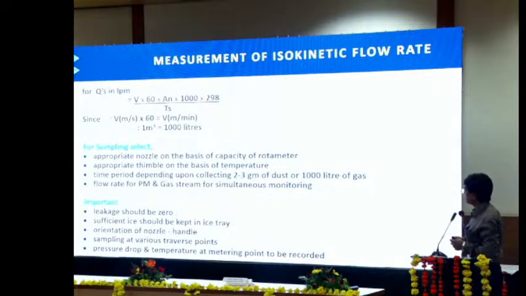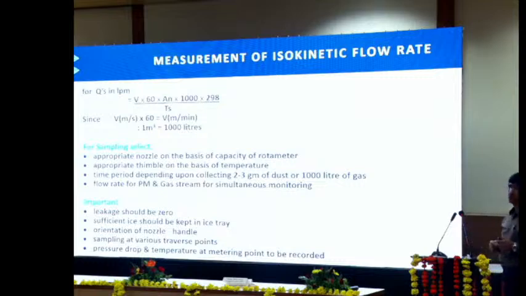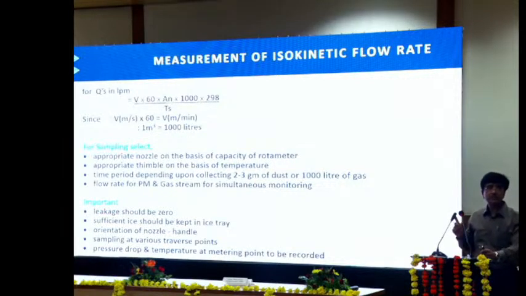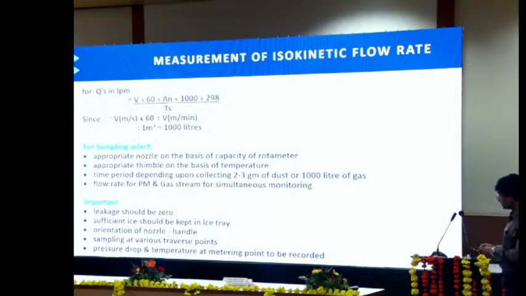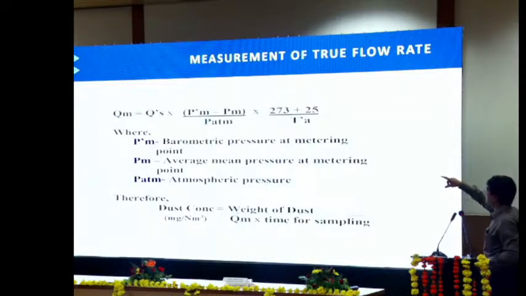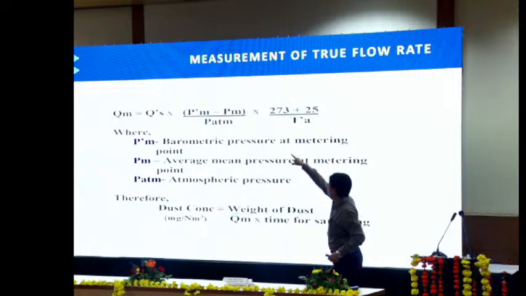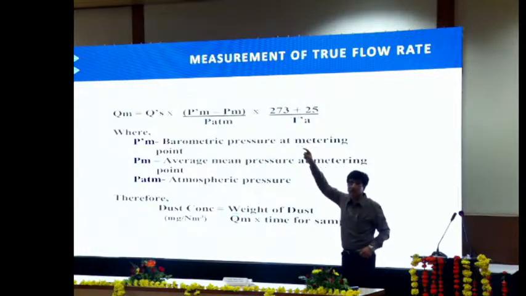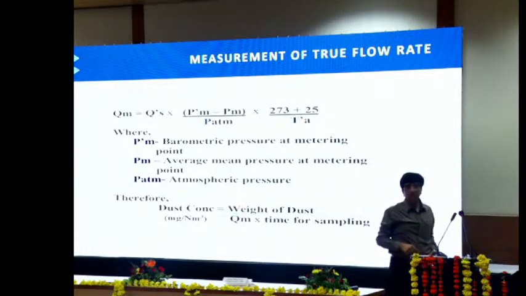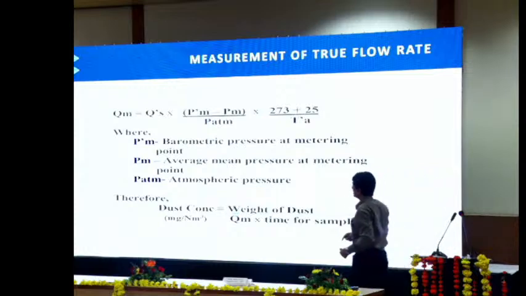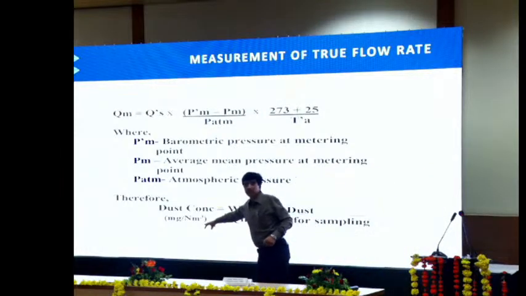The last one, pressure drop and the temperature at the metering point to be recorded. This is once again for applying the pressure and temperature correction, which needs to be applied in the formula. And what is that formula? This is the place where, in order to know how much is the dust concentration, you need to apply this correction for temperature and pressure so that you can report your data in mg per NM³.